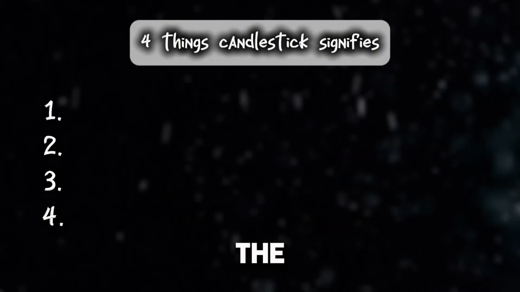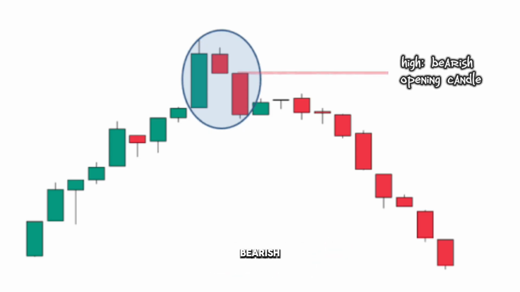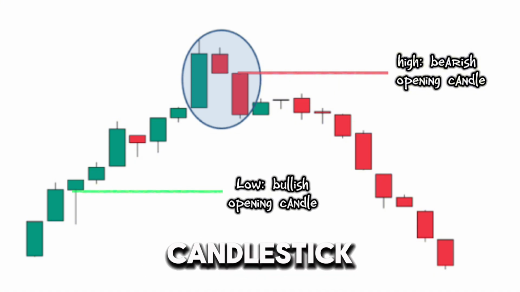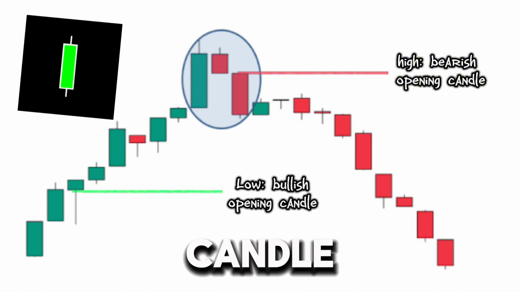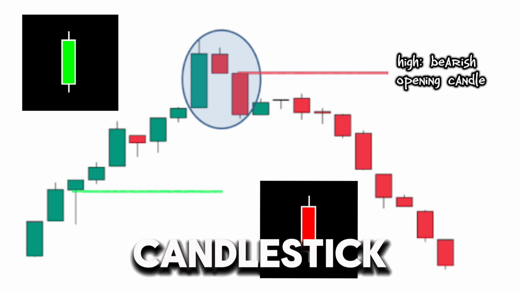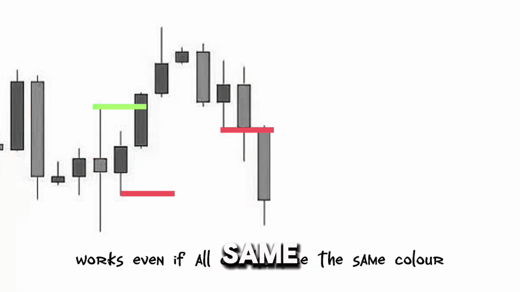1. The opening of price. This is basically the high of every bearish candlestick, or the low of every bullish candlestick, which by default is a green candle. But just in case the color is different on other charts, because some people change their candlestick color, you can still know a bullish candle by just looking for the candle that's breaking highs instead of lows. And this also works even if all candles are the same color.